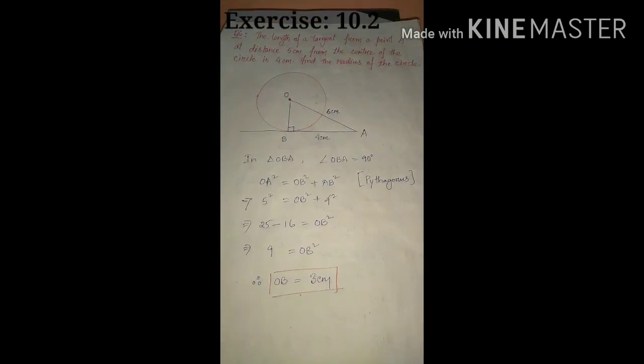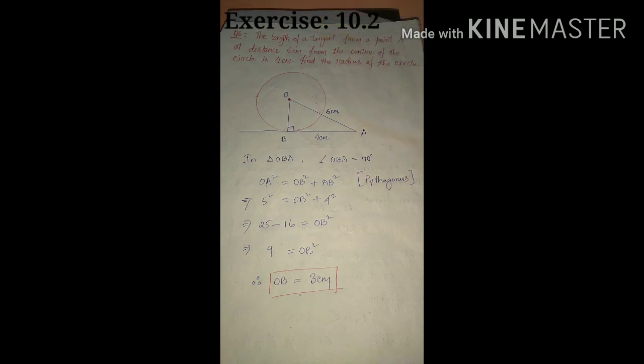Is it clear? Okay. Next question, question number 6. The length of a tangent from a point A at a distance 5 cm from the center of the circle is 4 cm. Find the radius of the circle. A very simple and easy question. First of all we consider a circle with center O and an external point A. From this A up to the center the distance is given as 5 cm according to your question. Is it clear? And from the point of contact, length of tangent means the distance between the point of contact and the external point. So this distance is given here as 4 cm.